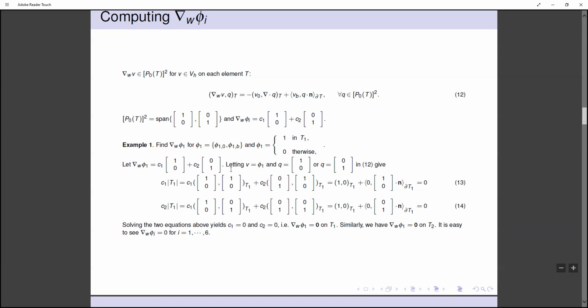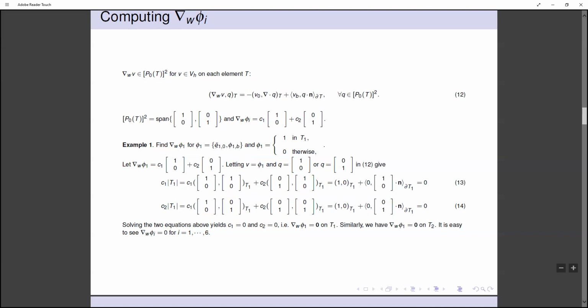Okay, what are we going to do next? In equation 12, we're going to replace V by phi1. Then let Q equal the first basis function, 1, 0. Then we get the first equation. Then let Q equal 0, 1, the second basis function. We get the second equation, which is 14.